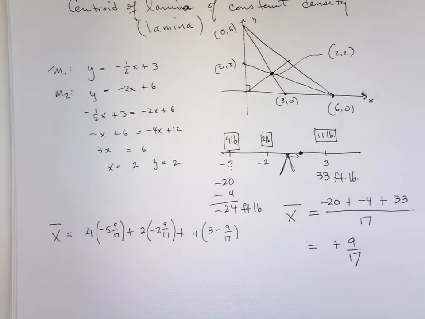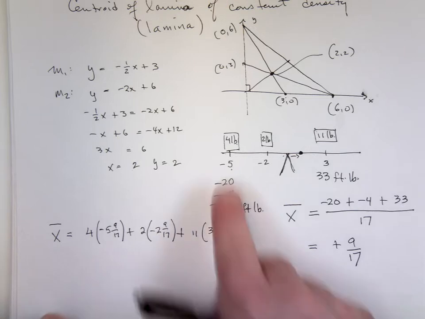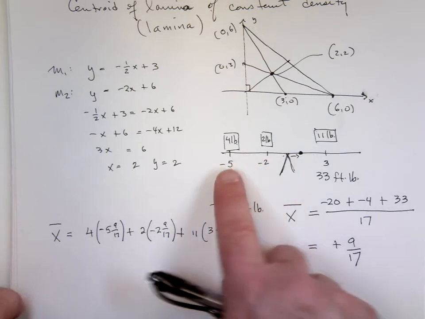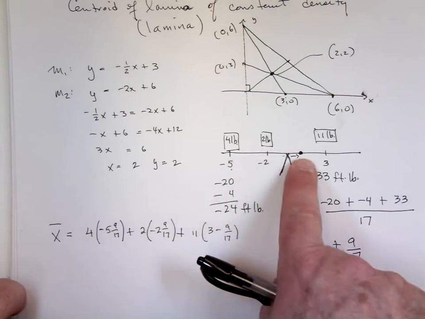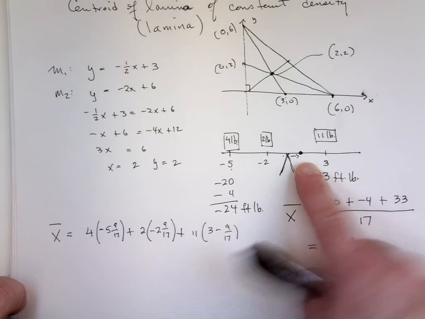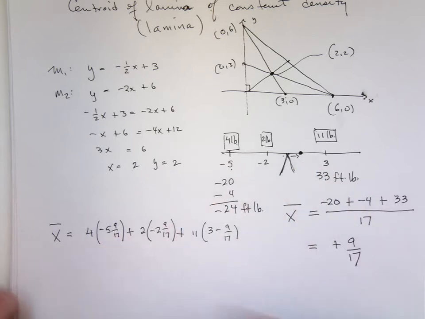Well, because I'm moving it to the right, and by moving to the right, this negative distance in effect increases. The distance from here to my new point is -5 plus another 9/17 over. So that's what it would be. No, yes, Sam. So you're multiplying. Yeah. You're multiplying them inside the parentheses.